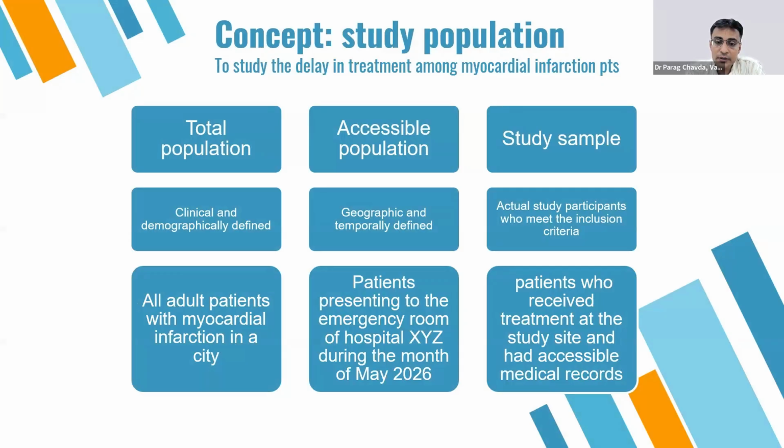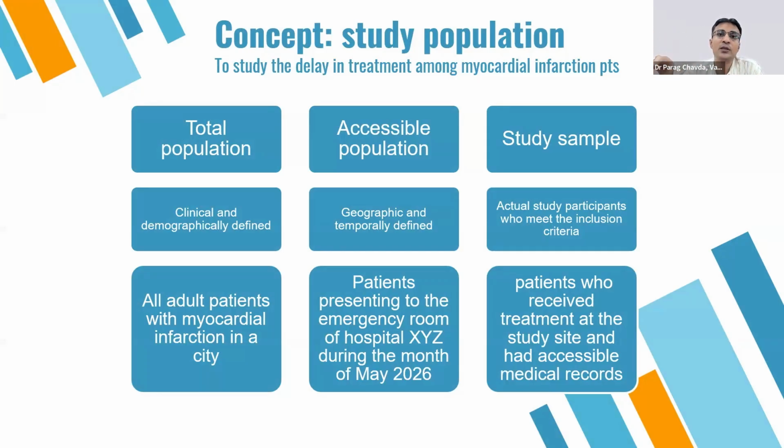So the actual study sample is patients who received treatment at the study site and had accessible medical records. It came from patients presenting to the emergency room of hospital XYZ during a particular month, right? So we are sharing information about where the patients came from, which particular hospital, or within the hospital also.